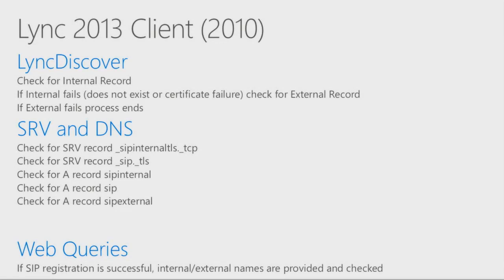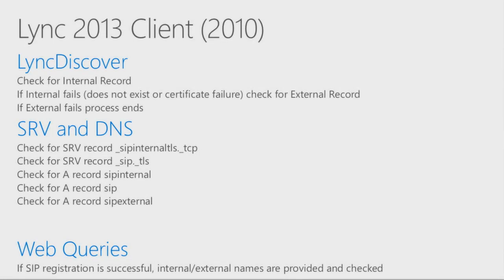What is its process? Lync Discover has a very defined process of starting internal and then going external. We're looking to see, are you inside? And if you're not inside, are you outside? And if you're not outside, then we don't know where you are, and it fails there. So we check for the internal record. If that internal fails, then we check for the external.